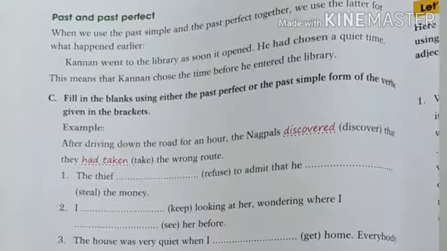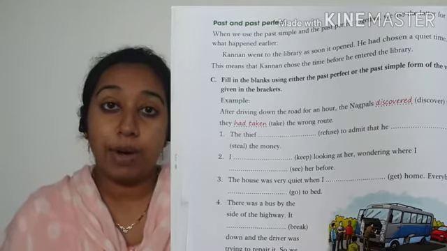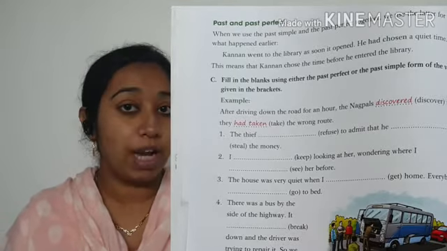page number 64, past and past perfect. The rule over here is when there is simple past and the past perfect together used, we use the past perfect to denote or show the action which already happened earlier, that is prior to the past. That is, example, Kanan went to the library as soon as it opened. He had chosen a quiet time. So he had chosen a quiet time. He then went to the library.